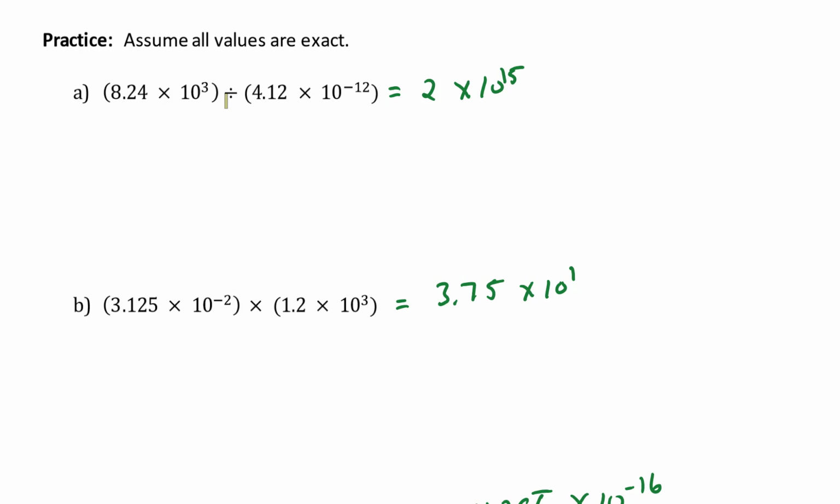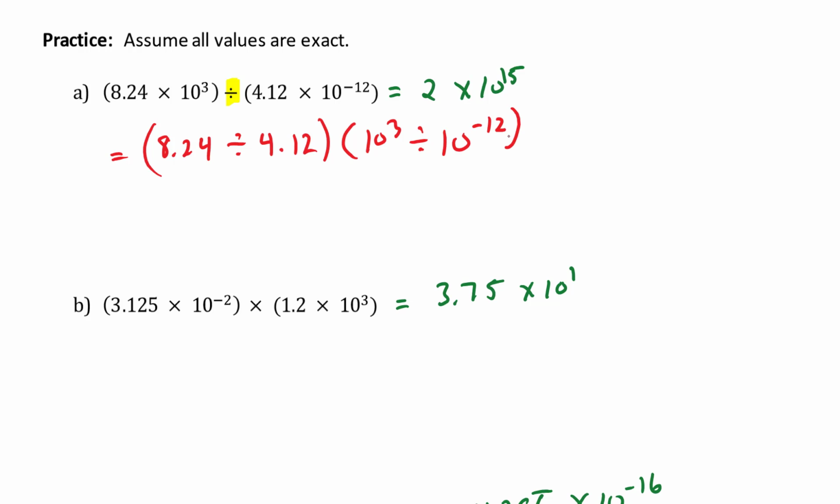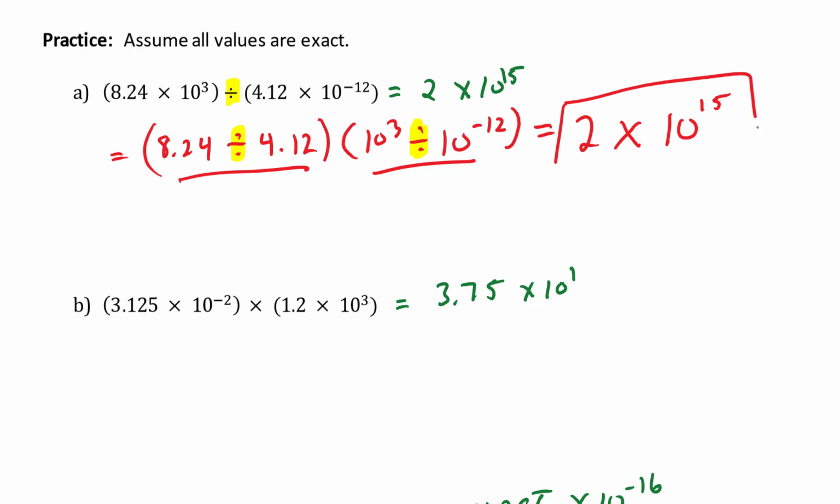So here we are dividing two numbers in scientific notation. So let's separate them. 8.24 divided by 4.12. Multiply that by 10 to the 3 divided by 10 to the minus 12. So don't forget, we're dividing those values. Divide those. Notice I picked a nice easy number there. Divide those. 10 to the 3 divided by 10 to the minus 12. That's 3 minus minus 12. Two negatives make a positive, so we're adding 12. So that's 10 to the 15. Final answer.